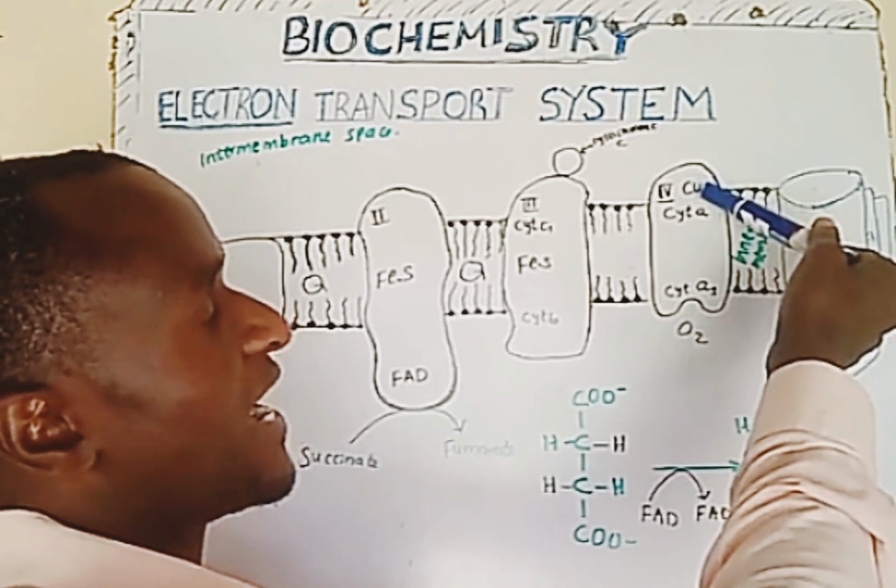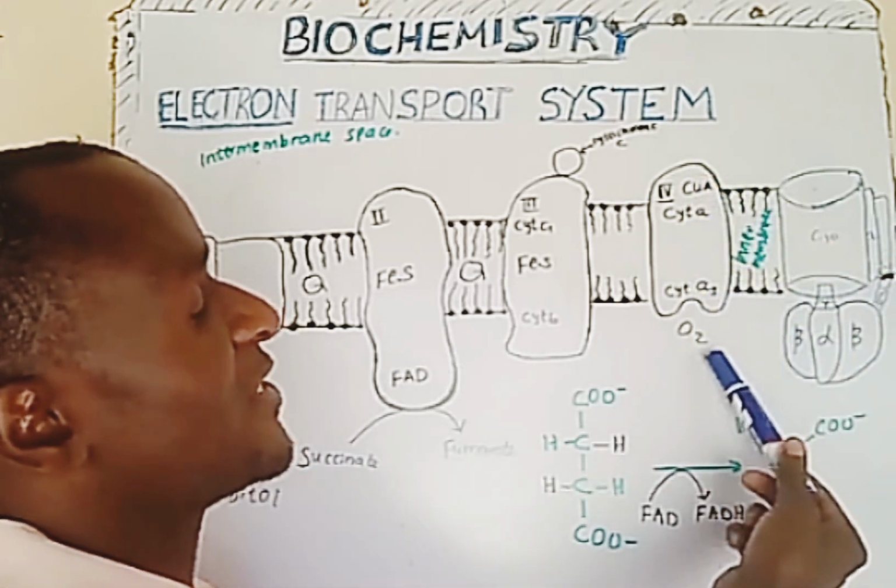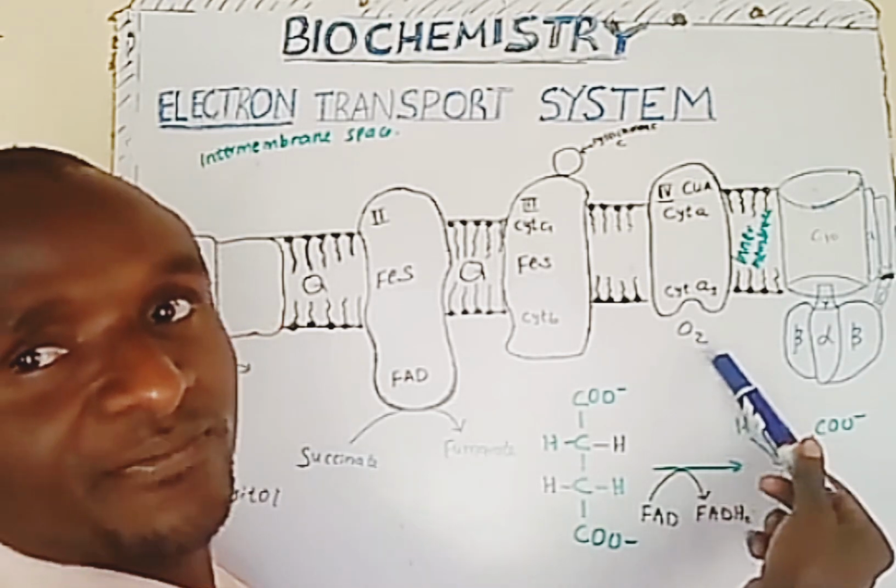The role of complex 4 is to accept electrons from cytochrome C and transfer those electrons via a series of copper ions, then through cytochrome A to A3, then to the final electron acceptor, which is oxygen.